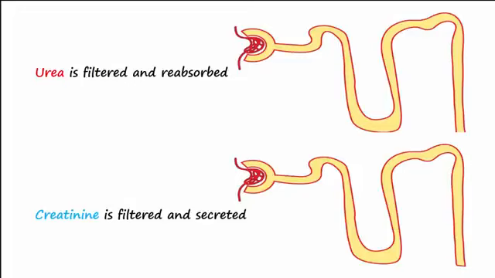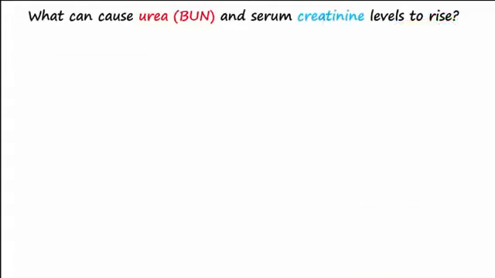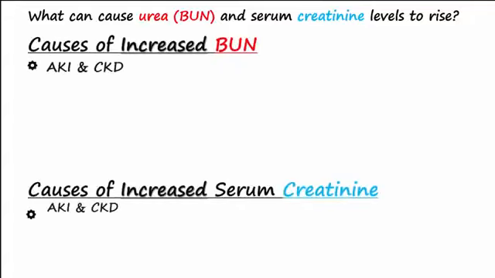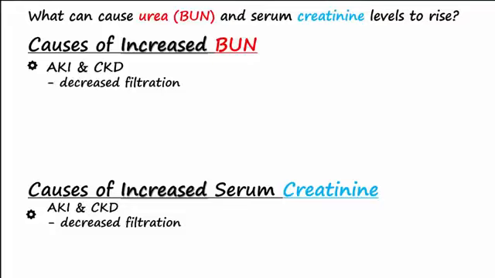Urea and creatinine are handled by the kidney in different ways. Urea is filtered and reabsorbed, while creatinine is filtered and secreted. What kinds of circumstances cause the urea and creatinine to rise in the blood? Acute kidney injury, or AKI, and chronic kidney disease, or CKD, can cause both BUN and serum creatinine to rise.